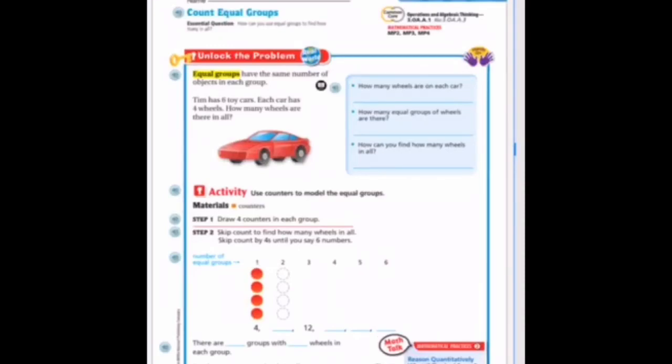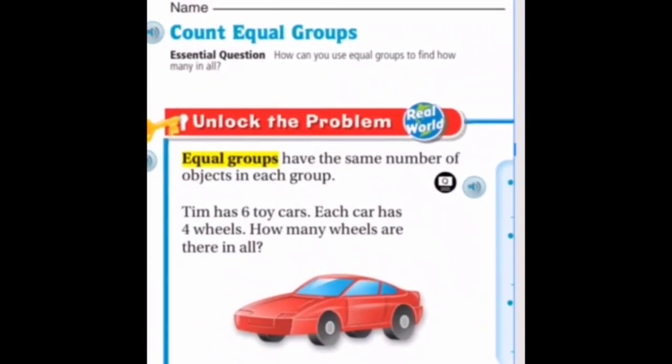All right, boys and girls, today we're starting lesson 3.1 on page 139, and it's called Count Equal Groups. It's the beginning of our look into multiplication. So let's get started. Unlock the problem right here. Equal groups have the same number of objects in each group.